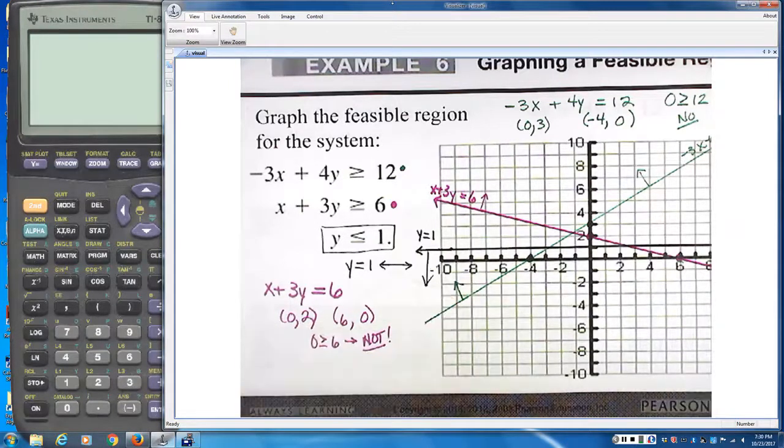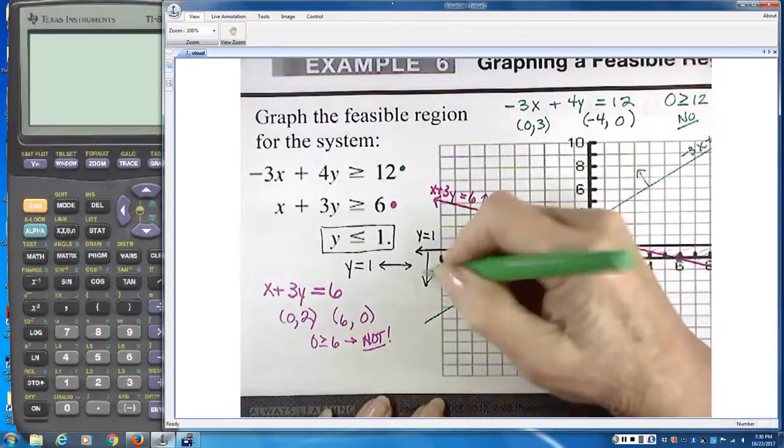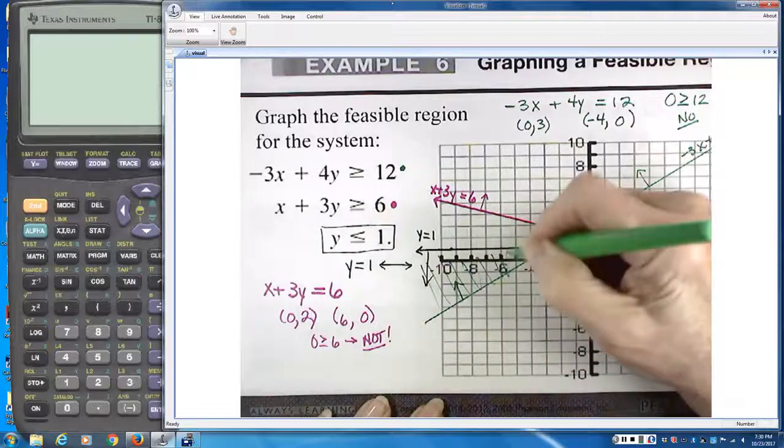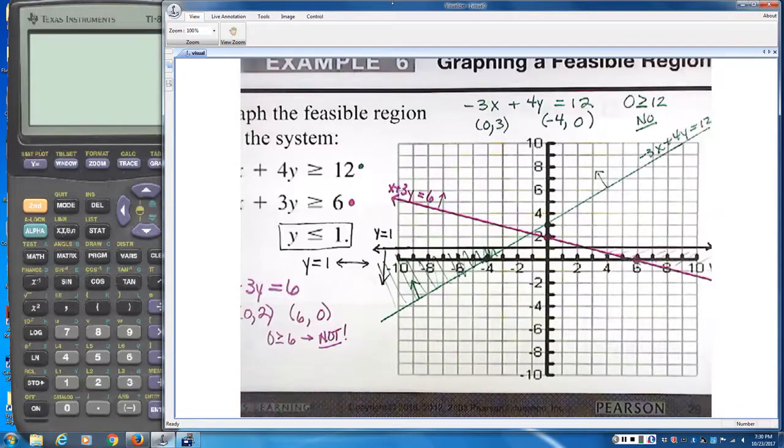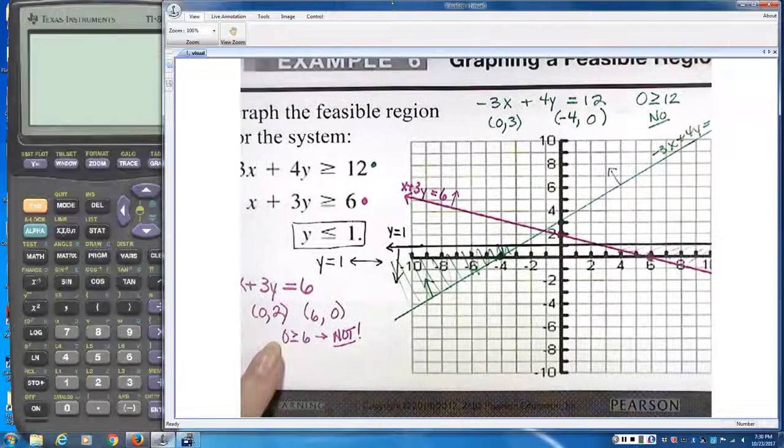So even though this solves two of them, and that solves two of them, is there anything that solves both of them? Nope. There is no feasible region. Not that solves everything.